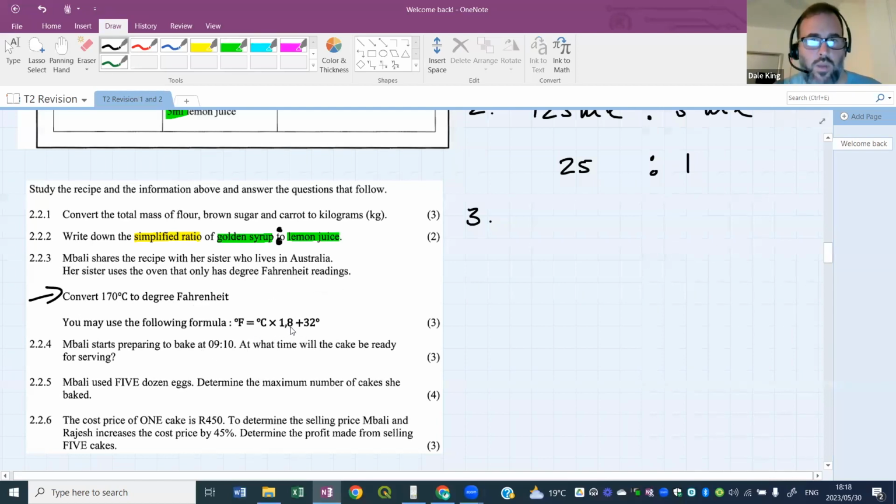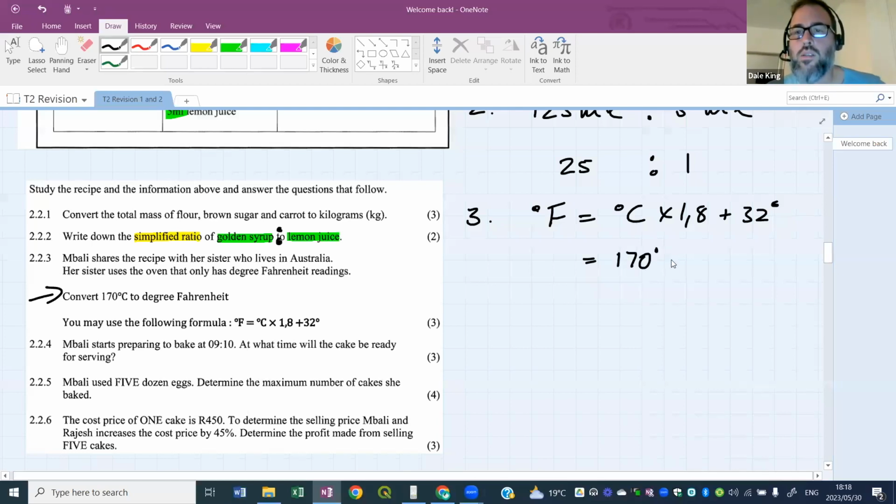So we just take the formula and we're going to sub in our values. So I'll just write the formula out. To get degrees Fahrenheit, you must take degrees Celsius and multiply it by 1,8, and then you must add 32 degrees. Okay, so the degrees Celsius they gave us is 170 degrees. We must multiply by 1,8. Guys, have your answers ready? And then add 32 degrees.